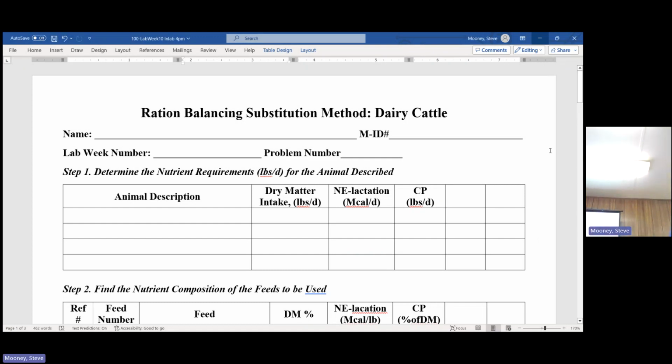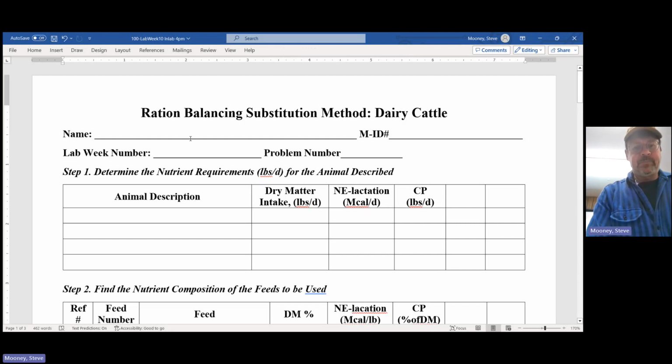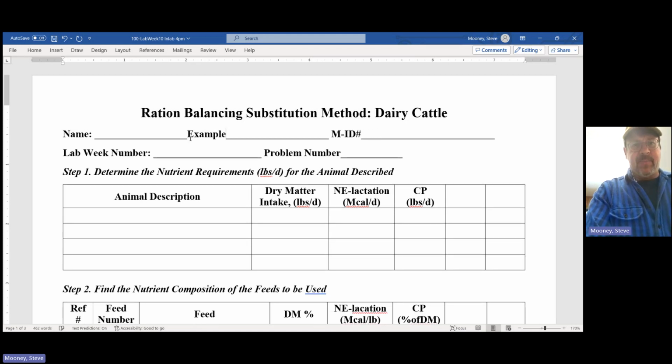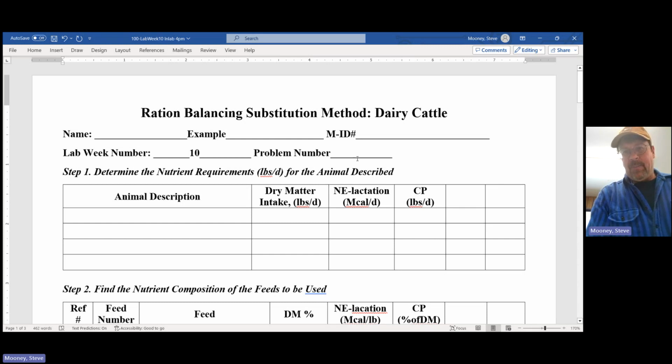Okay, so we're going to start out with, this is going to be our example ration. So you might put your name in there, whatever you want to do, you're keeping this at the end, your MID. We've got Lab Week 10. Problem number, this is going to be our example.